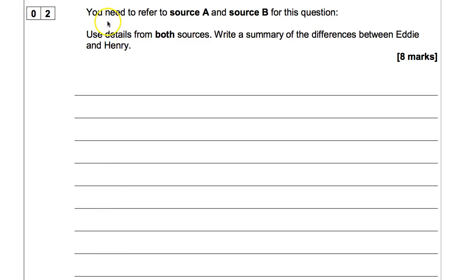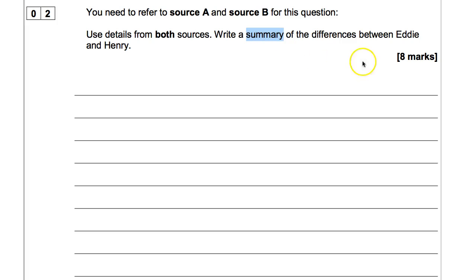Hello, so here we are on question 2. Question 2 will always ask you to look at source A and source B, so you've got to compare both sources, and that's emphasized for you again here. And this will always be a summary question. Great news. Well, that's going to present us with our first problem, as I'll show you in the mark scheme.